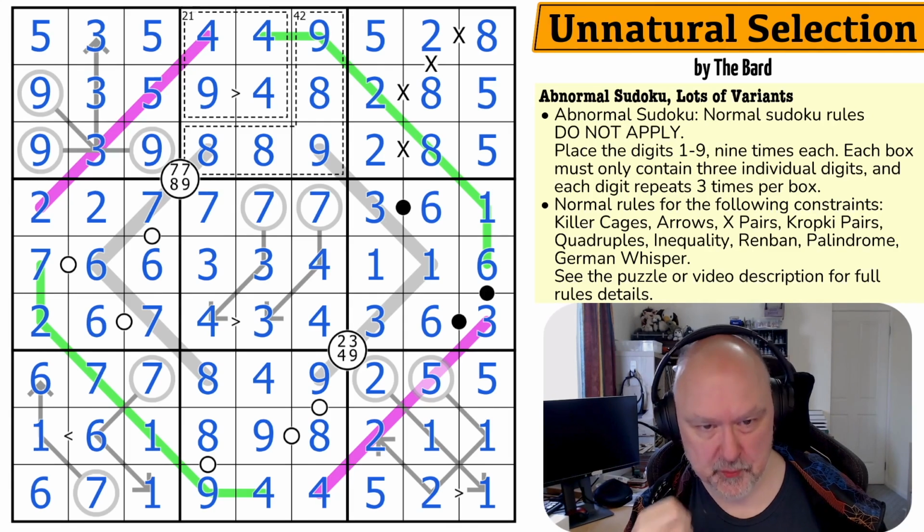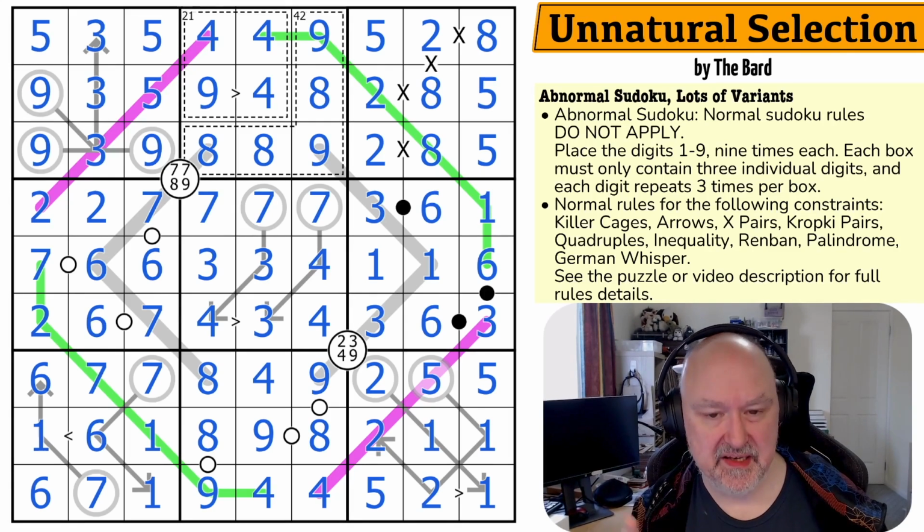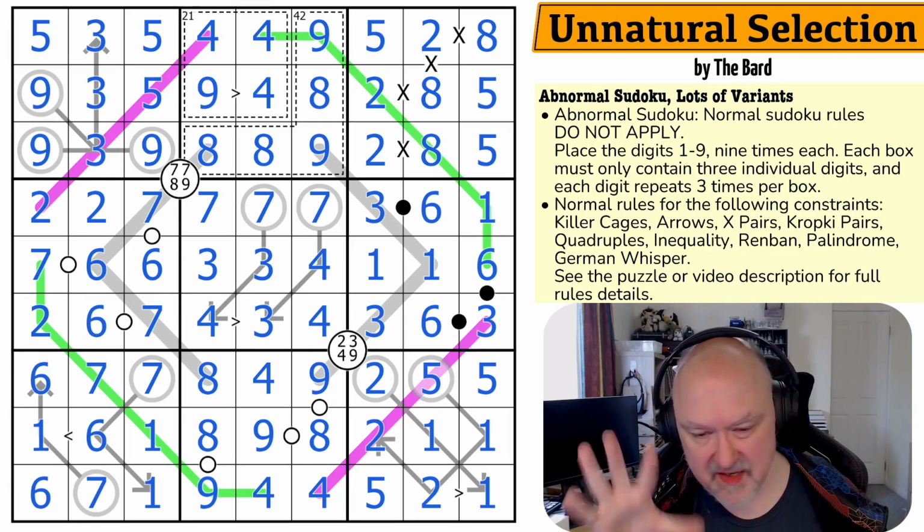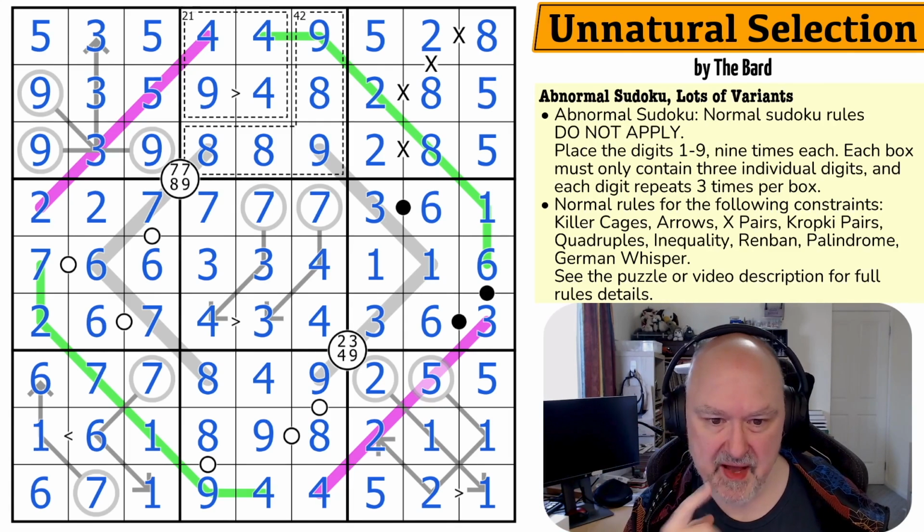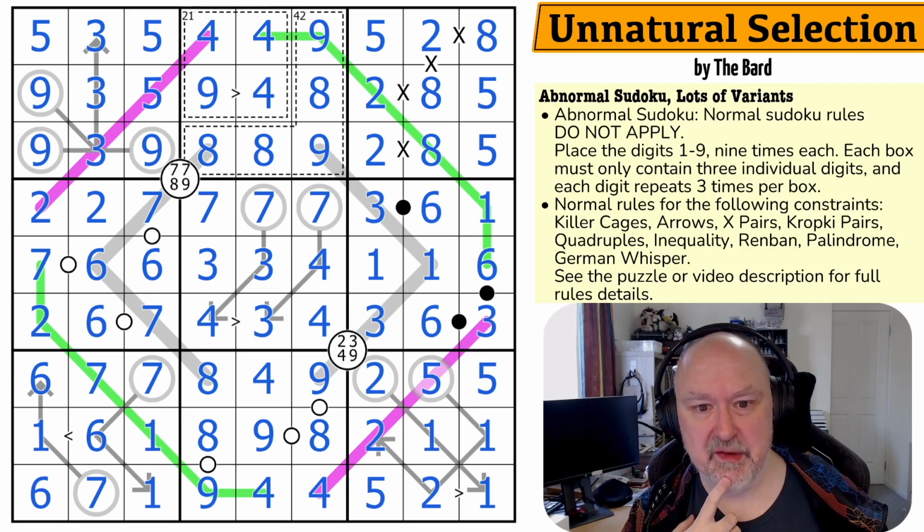Very, very cool. Digits having to repeat in cages is something, yeah, it's in the rules correctly. Sorry about above. That's really, really strange, and I like it. I don't think I'd want to do too many puzzles like this, but it was fascinating. Absolutely fascinating.